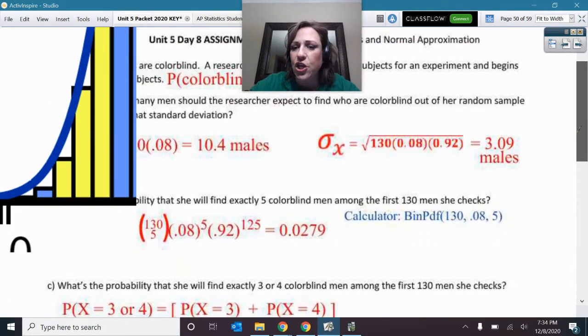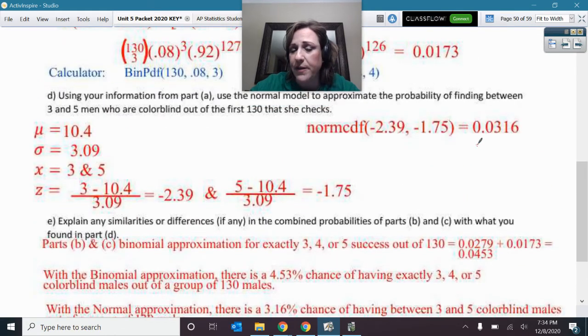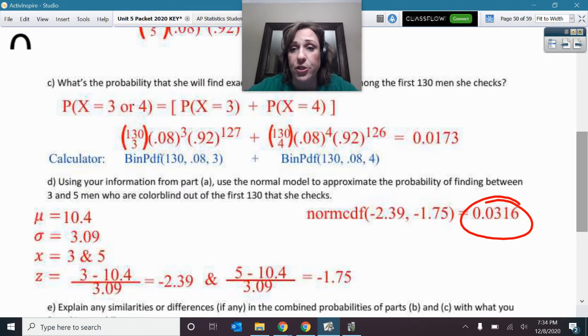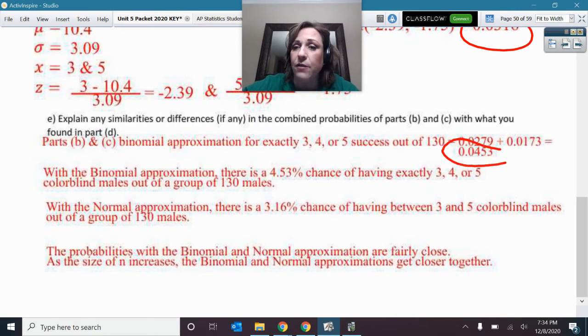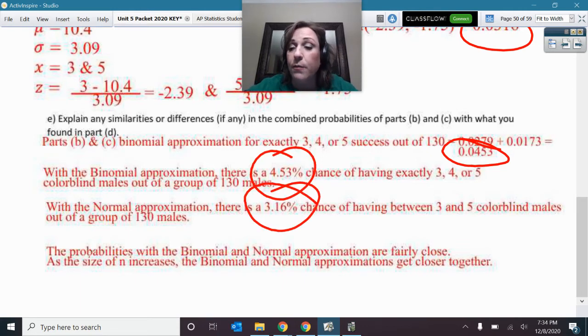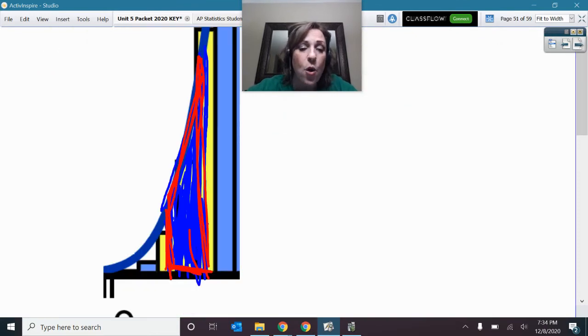That computes out to be, when we do the normal model approximation, 3.2%. When we totaled those up with the binomial, that was about 4.5%. So we have that discrepancy, 4.5 compared to 3.2%, and you can see on this picture why there's a little bit extra. See, that yellow is a little bit extra.